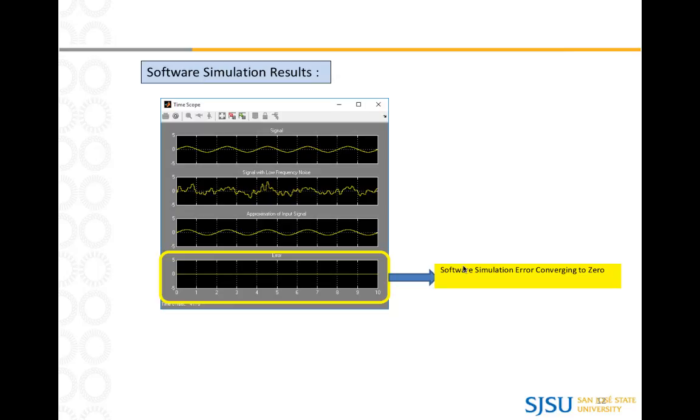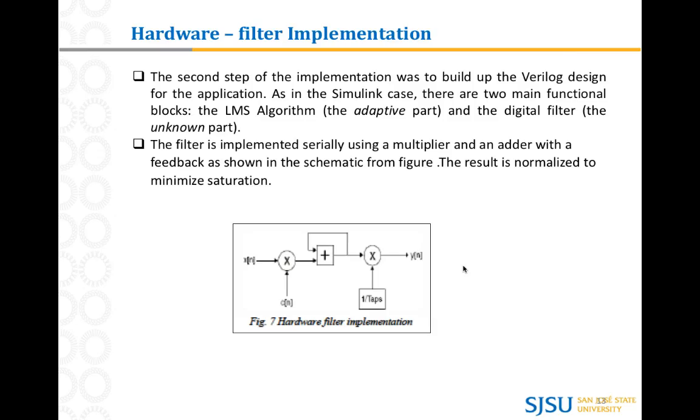The simulation results of the software in MATLAB are shown. The initial simulation is of a signal, then the signal with low frequency noise, and then the signal which is the approximation of the input signal. Then we can see the error signal converging to zero, which shows the adaptive filtering process is actually working. Then we come to the hardware filtering implementation.